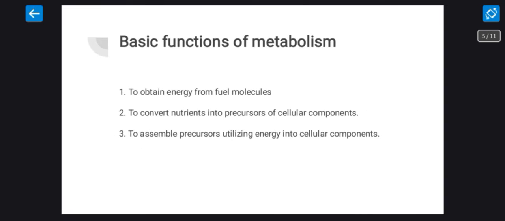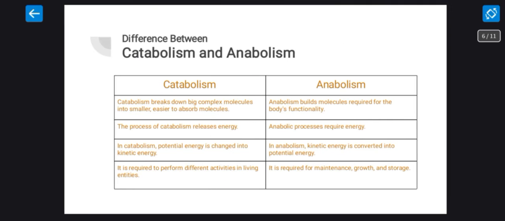The functions of metabolism are to obtain energy from fuel molecules, to convert nutrients into precursors of cellular components, and to assemble precursors, utilizing energy, into cellular components.